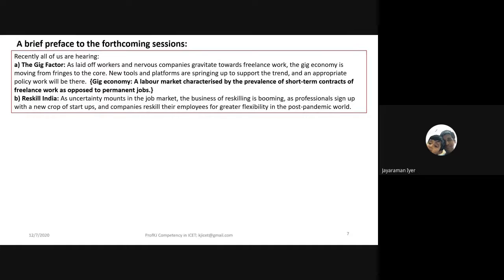New tools and platforms are springing up to support the trend, and an appropriate policy will be there. Please understand, these are all being cooked up. This is given by Economic Times, so it will not be wrong. Reskill India. There are institutions who still teach 8085. There are institutions who still teach analog communication as a one semester subject. No, it has gone out of our system.